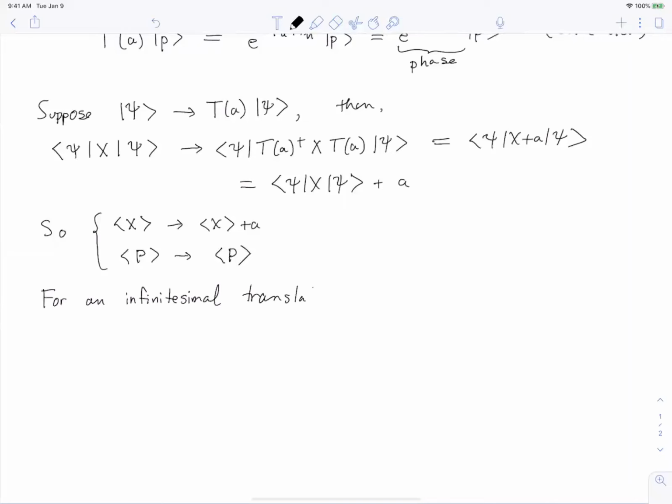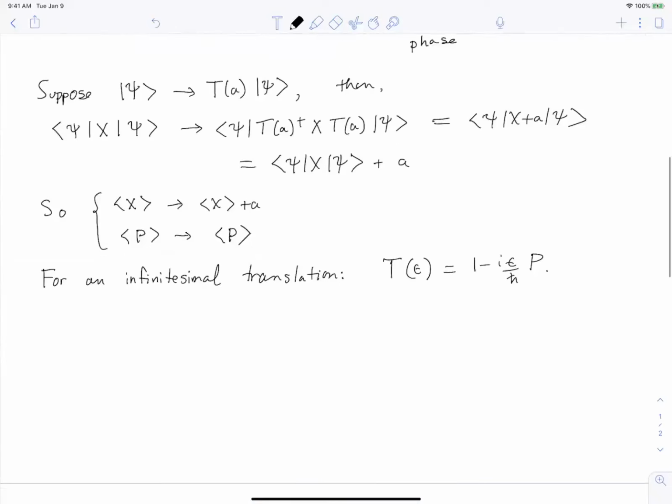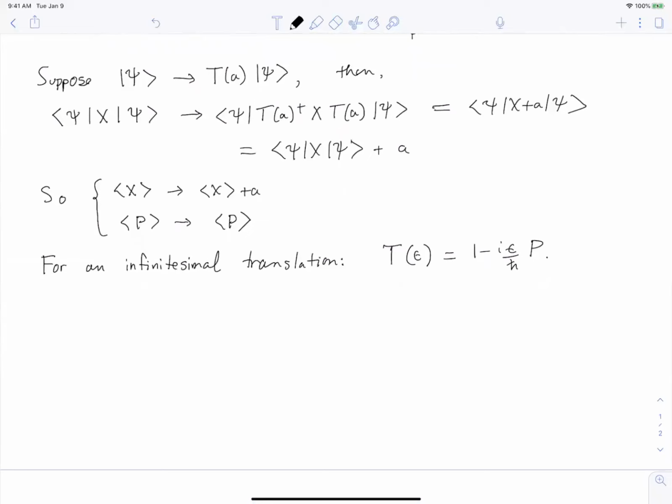So that just means we're going to take our parameter a and replace it by an infinitesimal number epsilon. T of epsilon is 1 minus i epsilon over h bar times the momentum operator. We can just throw out anything higher order in epsilon. And so the way we describe this in words is by saying that momentum is the generator of translations.